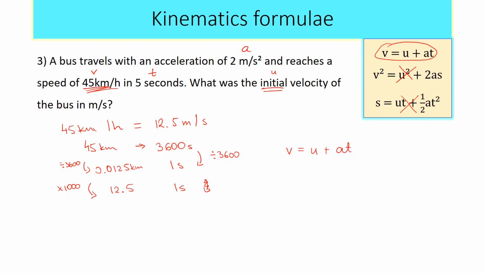Now V, this is the 12.5 that we just worked out. 12.5 equals U, which is what we want to find, add A, which is 2, times T, which is 5. So 12.5 equals U plus 10, so U equals 2.5, and the answer is in meters per second.